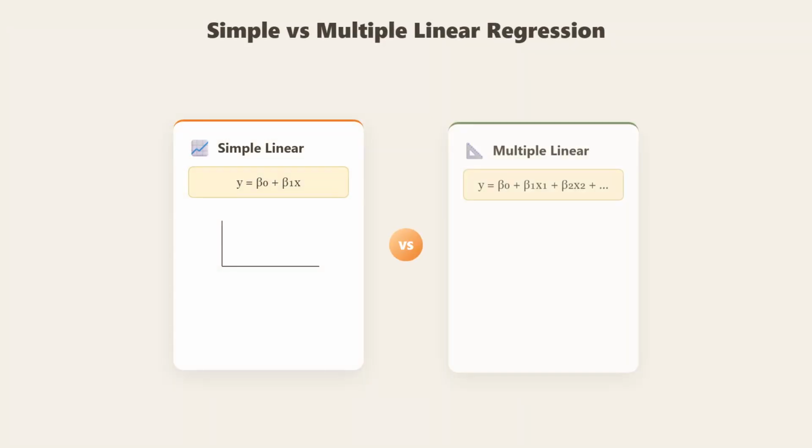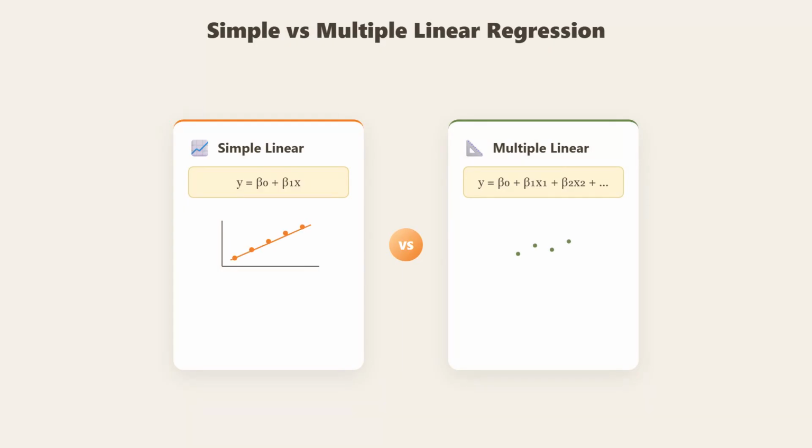Let's explore the two main types of linear regression, simple and multiple. Simple linear regression uses just one input variable to predict the output. The equation is y equals beta 0 plus beta 1 times x, where beta 0 is the intercept and beta 1 is the coefficient for our single feature. This creates a line in two-dimensional space, and it's perfect when you have one clear predictor, like predicting house price based solely on square footage.